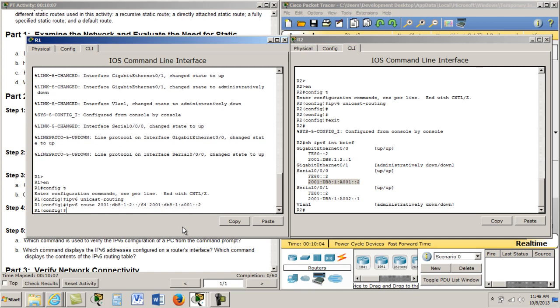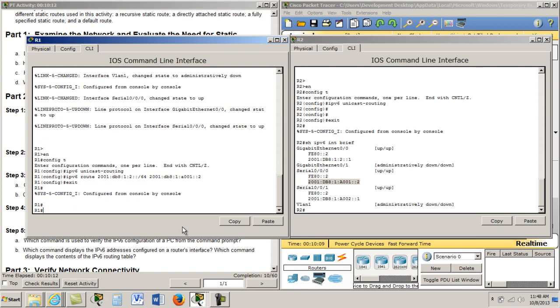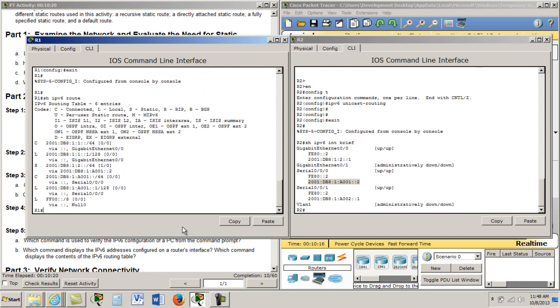So those are all zeros in there to fill out the 128 bits of the fully qualified IP version 6 address. And we hit enter, and now let's exit out of here, get back to privileged exec and do a show IPv6 route statement. We should see now we have one static route that has been added to reach the 2001:DB8:1:2 network via the next hop router of 2001:DB8:1:A001::2. Okay, so there's our first network.